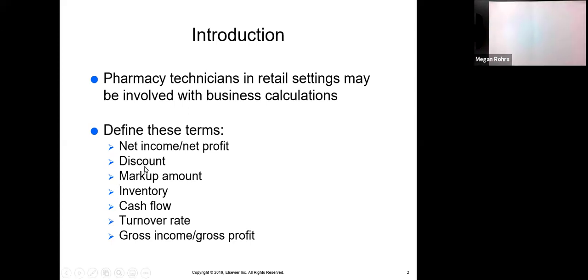A discount, most of us know what that means already. A discount is just going to be receiving a percentage off of the retail price. And then oppositely, a markup. The markup amount is basically the difference between the cost of an item and the retail price. So when pharmacies buy drugs, they're going to buy them at a certain cost, and then they're going to mark them up to a retail price to make a profit. So the difference between the retail price and the cost will be the markup.